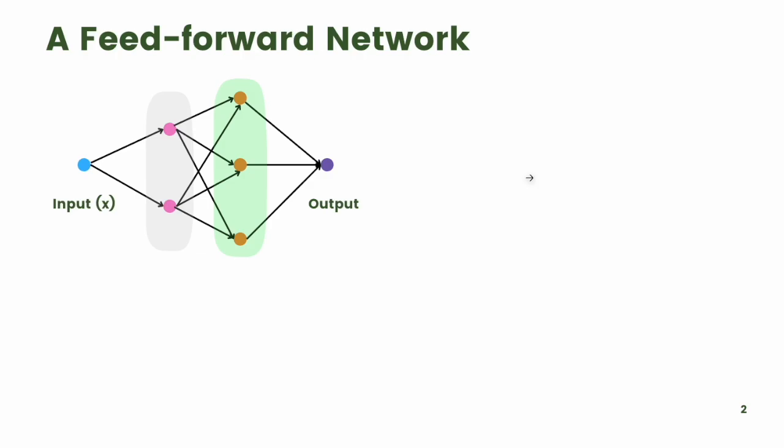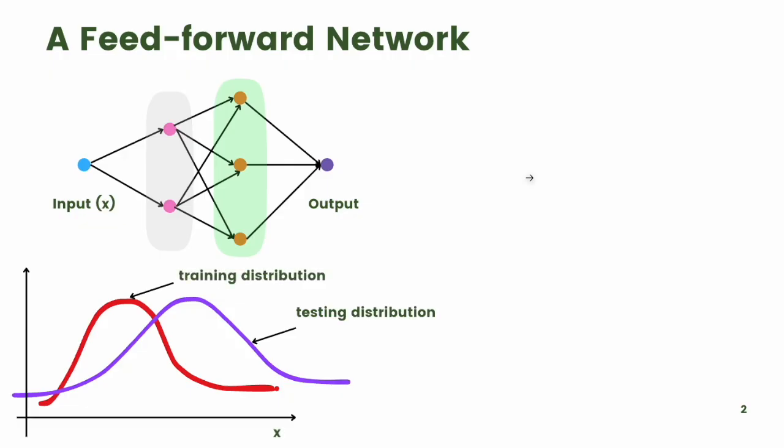So let's say you train this model by sampling the input X from some training distribution, which is shown here in red. So you collected these samples, you did your stochastic gradient descent using these samples, and then you have some weights for the neural network that help you compute the output with reasonable accuracy. And then you take this model and you deploy it.